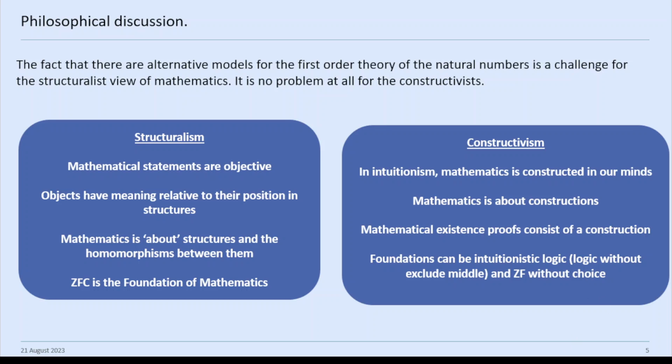Actually, if I'm going to put "about" in quotes on the left, I'm going to put "about" in quotes on the right. Mathematical existence proofs consist of a construction of the thing that you're showing exists. So the existential quantifier in mathematics corresponds to the fact that you can make a construction. And that kind of means that you can't have excluded middle, because you can have a situation where you can't build something, but you can't constructively show it can't be built.